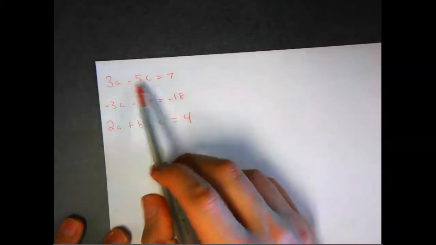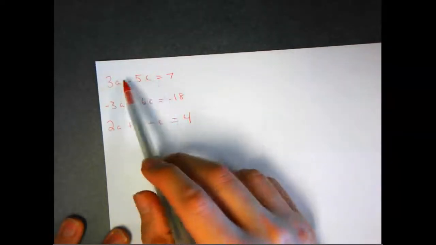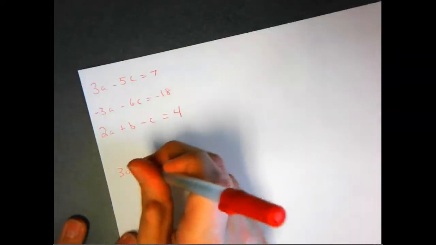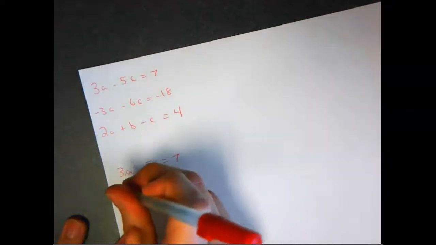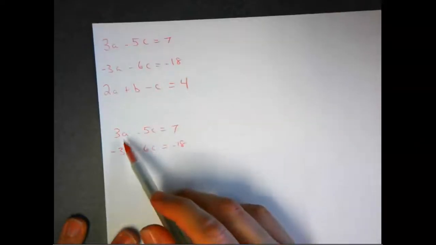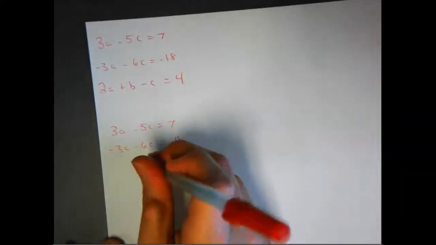Oh, okay, there we go. So I need one more equation with a and c. Oh, it's right here. Awesome. So I didn't have to worry about this last one yet. So 3a minus 5c equals 7. Now I can eliminate. Well, the a's are already opposites of each other, so I'll just add those together.